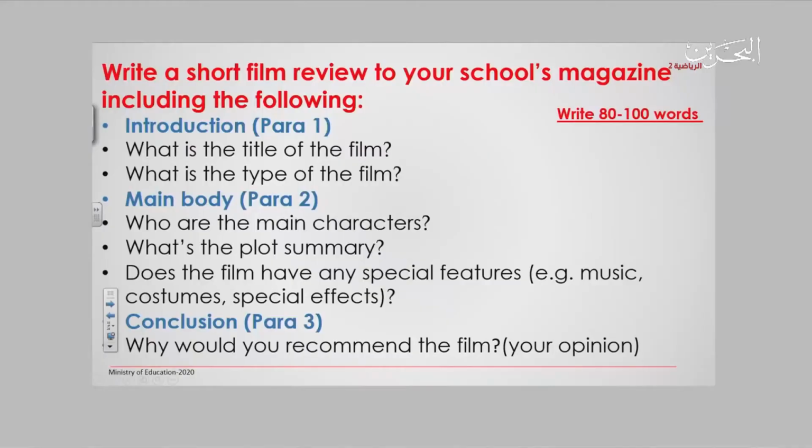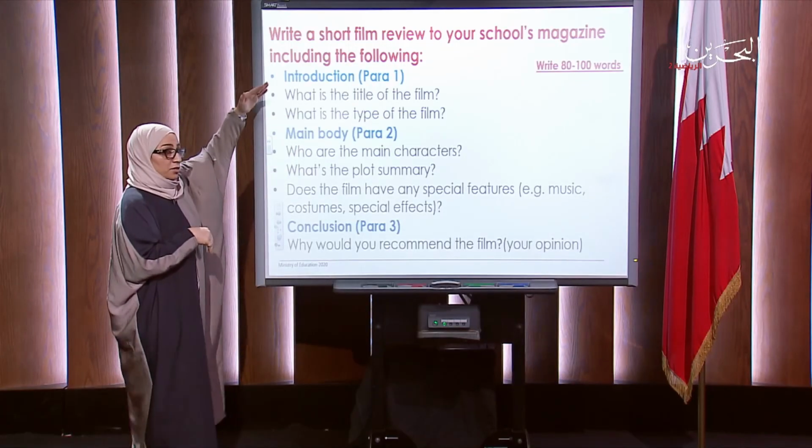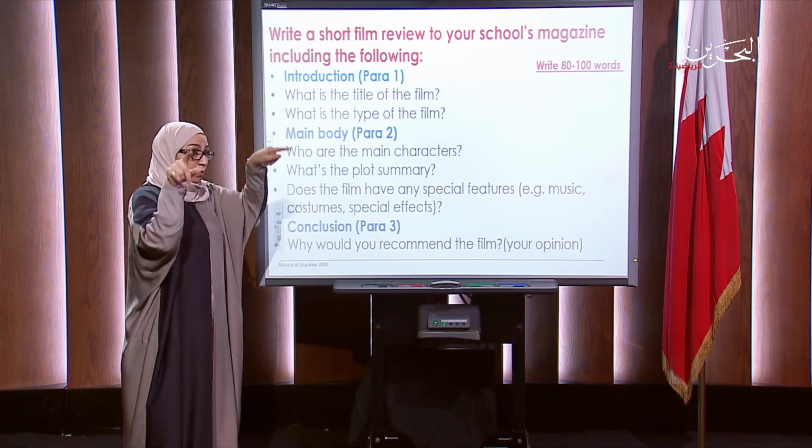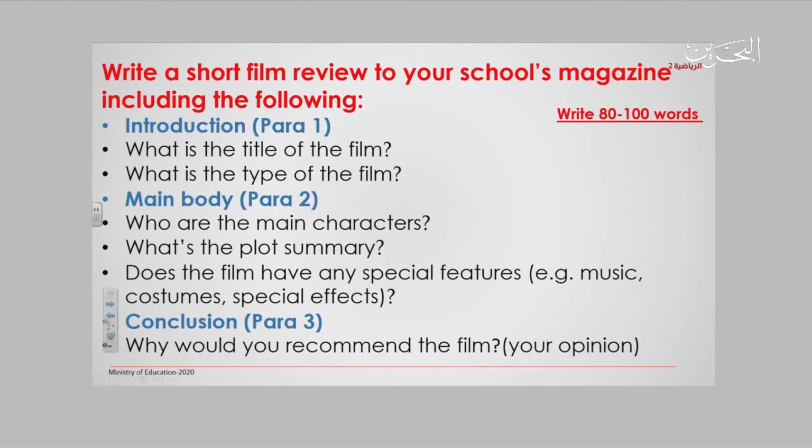Okay, my dear students, now I think we had enough practice. Let's go for assessment. Now, it's your job to write a short film review layout for your school's magazine, including the following. Just follow the questions, read them carefully to end up with a film review. Introduction, as we said, what do we have in the introduction? What is the title of the film? What is the type of the film? The first paragraph.